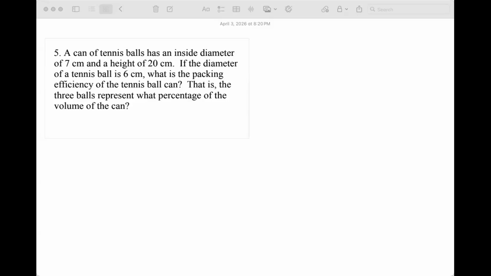So let me quickly check. This is 113. Not really, Ashriya. Not really, Ashita. Dhruv, not really. Vinisha, that's correct. The percentage part is the volume of the 3 tennis balls divided by the volume of the can. You got it almost.